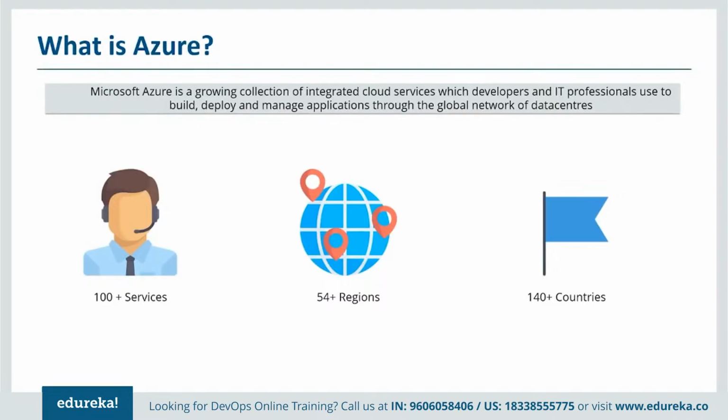Let's say you want to store some data. So you can go ahead and create a storage account. That's also another service. So right now, there are 100 plus services which are available in Azure. I think the number is approximately 150, but just to have a big picture, it's 100 plus services which are available. The other important point is that it's available in 140 countries. Regions are more than 54, but the services of Azure are available in 140 countries.